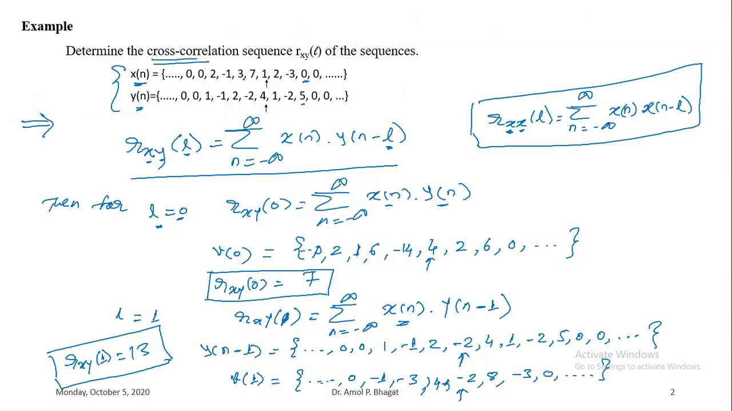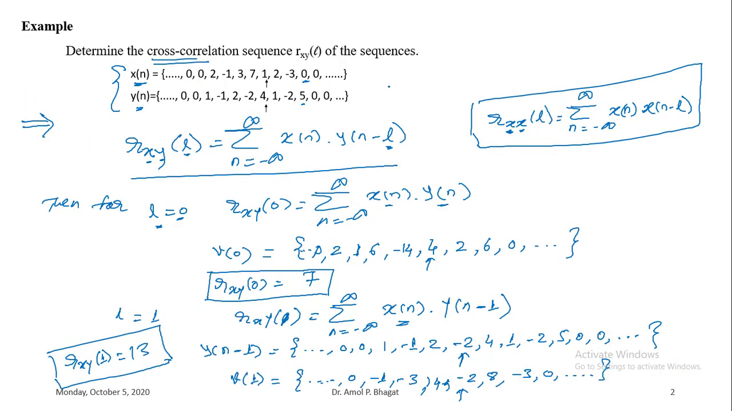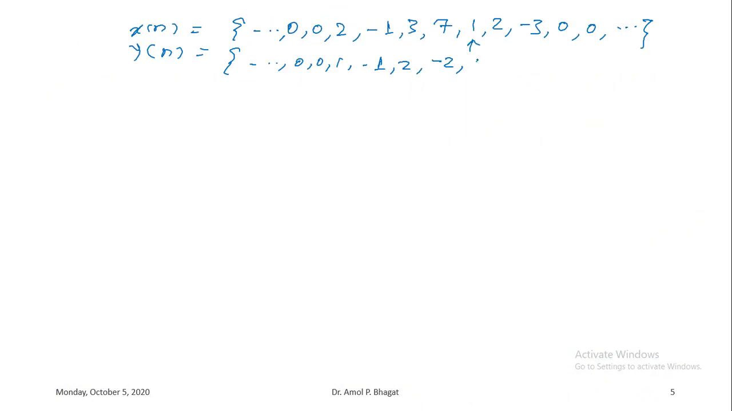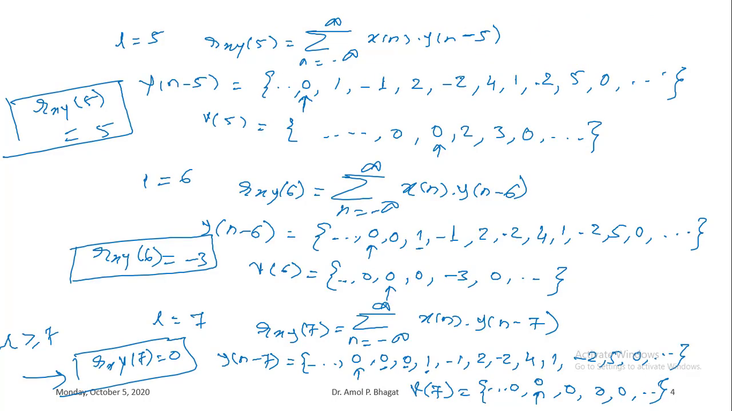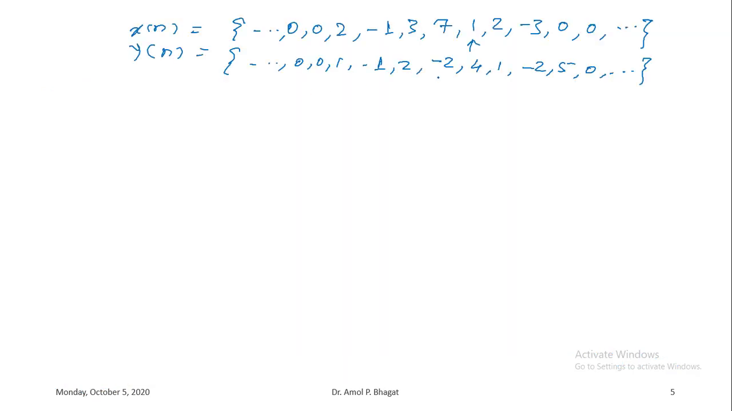Similarly given y of n is 0 0 1 minus 1 2 minus 2 4 1 minus 2 5 0 and so on, okay. So origin at 4, okay.